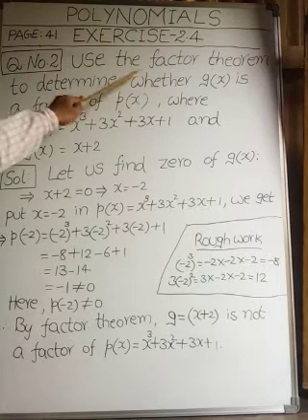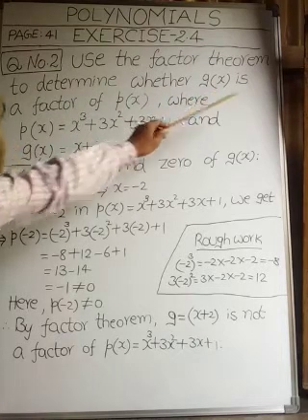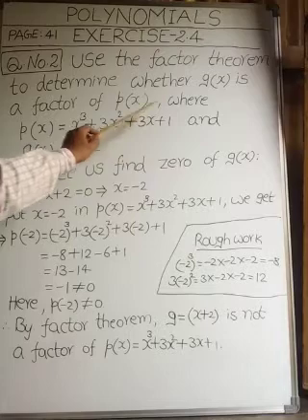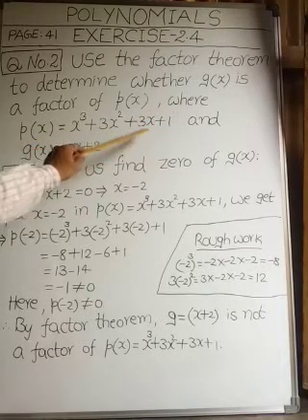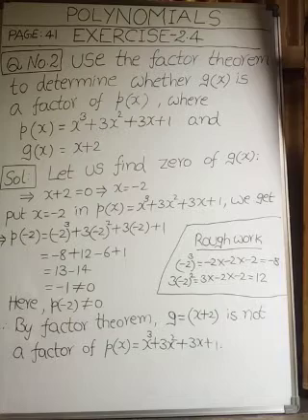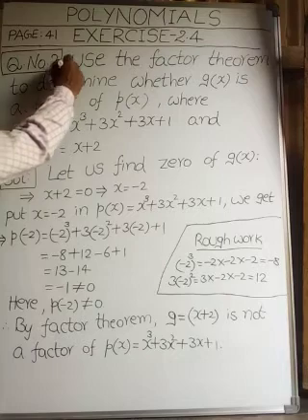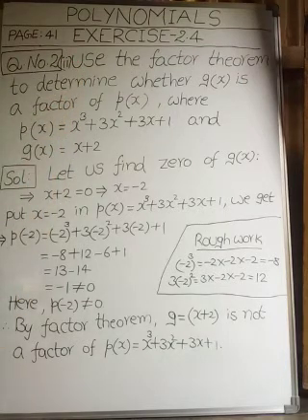Use the factor theorem to determine whether g of x is a factor of p of x, where p of x is equal to x cube plus 3x square plus 3x plus 1, and g of x is equal to x plus 2. This is the second Roman second question. Second question. I am not explaining second Roman first question and third question.